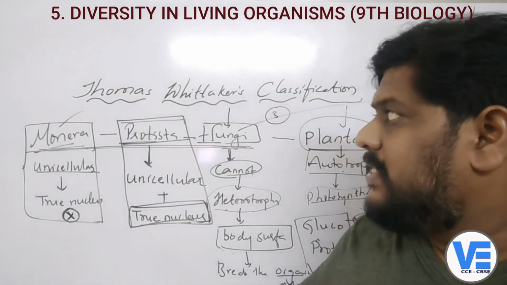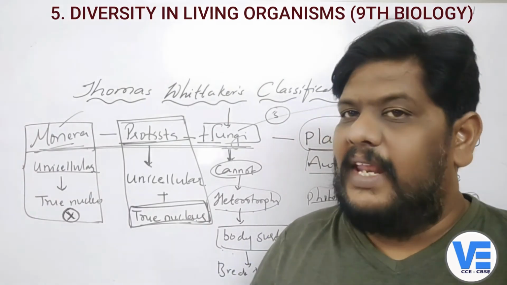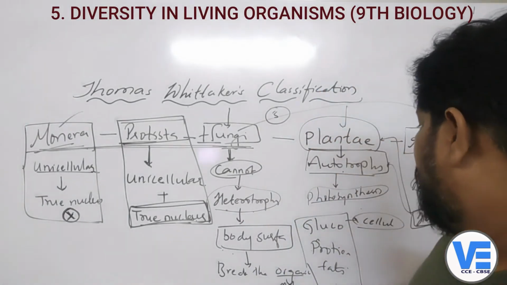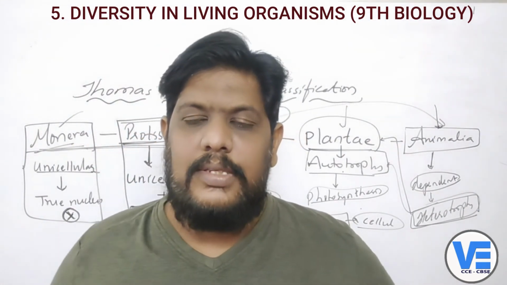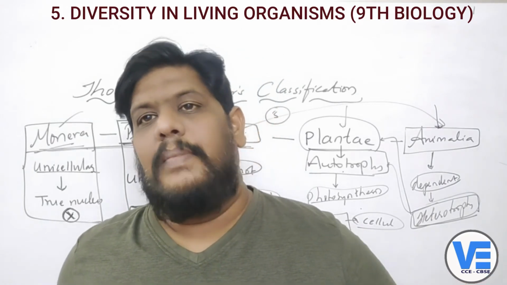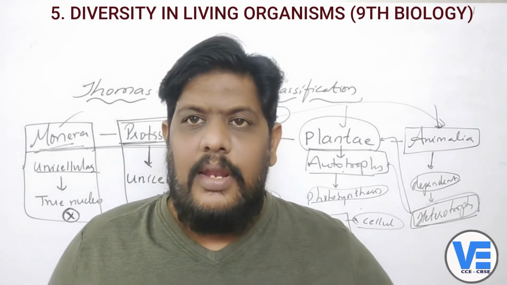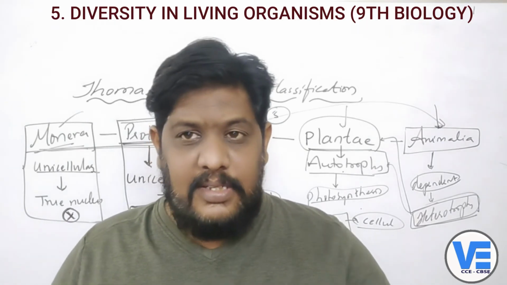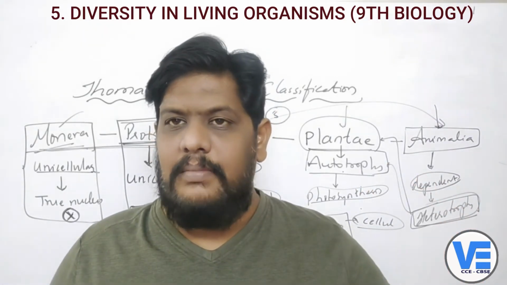But when you come to the system by Thomas Whittaker, this classification seemed really very good, and everybody appreciated it and started following it from the year 1969. Now, as science began to advance, microbiologists started observing so many characters of the different prokaryotes and eukaryotes under the microscope. Now they said that this model is also not absolutely perfect. There are some defects in that. This classification is not at all perfect. There are some problems here.